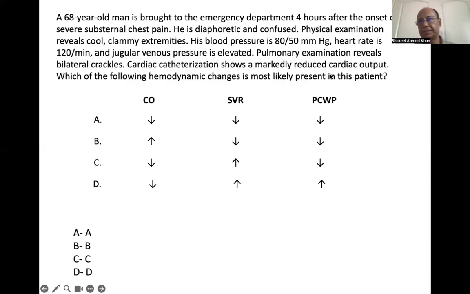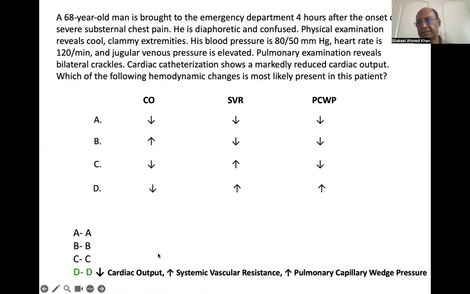So the cardiac health shows here reduced cardiac output. The heart's cardiac output is reduced, the pressure is low, the rate is higher, there is chest pain, right? So what are the hemodynamic changes which would be appropriate in this condition? This is A, B, C, D. I'll give you a small bit of time here to think, just a few seconds. Think for the answer and then I will explain.